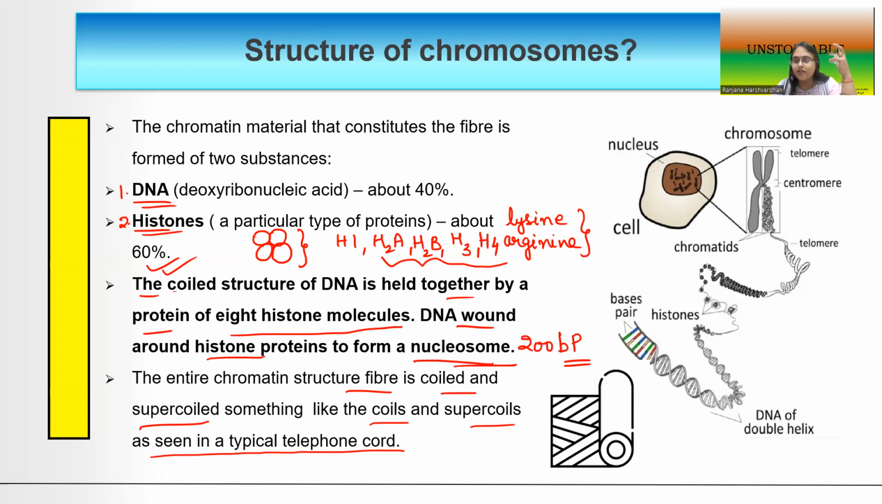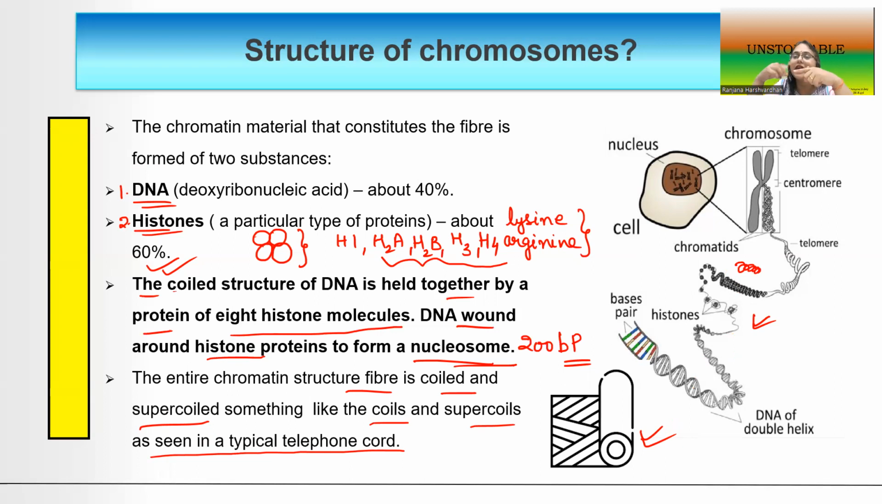Here I've shown a picture of a carpet which is being rolled, and after it is rolled, it forms a rod kind of a structure. So here you have a thread-like structure. This thread-like structure is forming huge supercoils, which you see in a telephone wire.